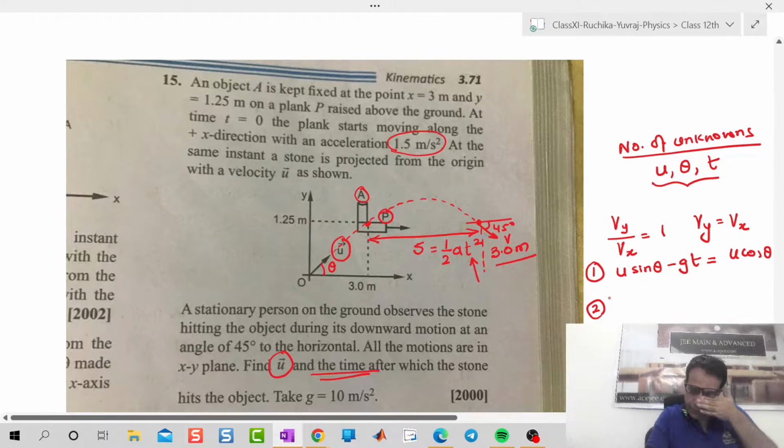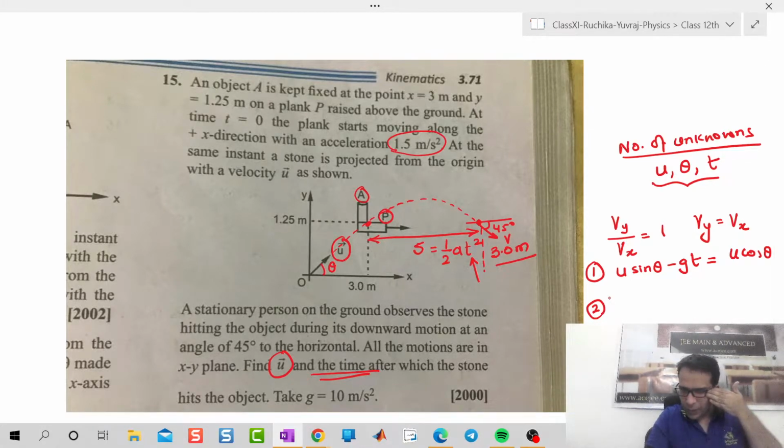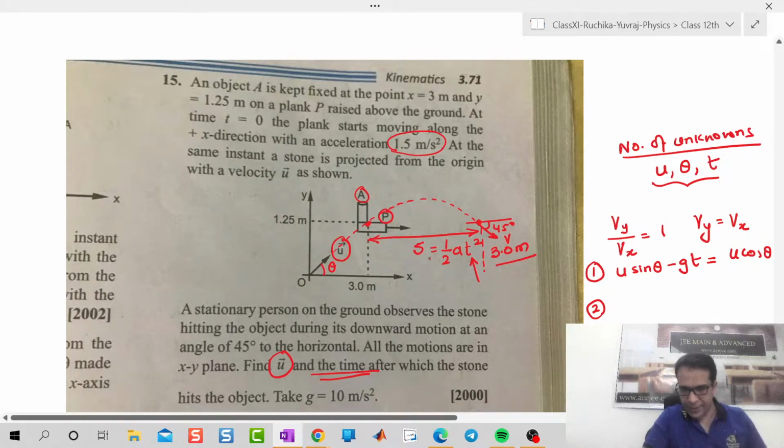What is the second thing? Now, so we got this one equation. Now the distance traveled, so this is 3 meters. So the distance traveled by the projectile is how much? S plus 3. So in fact, let me write it for the platform first. S is equal to half a t square. Now I've introduced another variable, S.